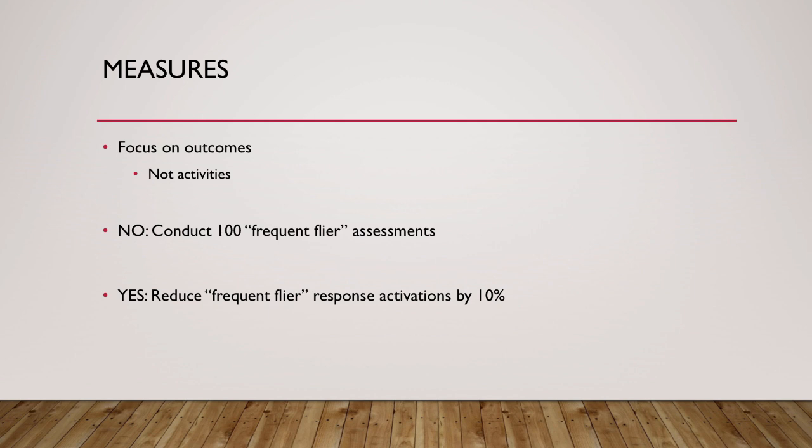Doesn't mean they're changing anything, changing behavior, changing performance, anything like that. So I can do 100 assessments, easy. But that's an activity. That's an activity-focused measure. Instead, let's flip it around a little bit and say, instead of the measure itself being conducting 100 assessments, let's say the measure is to reduce responses to these frequent flyers by 10% this year. That's an outcome-focused measure.